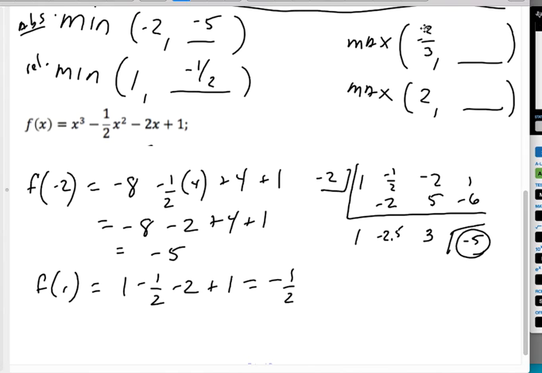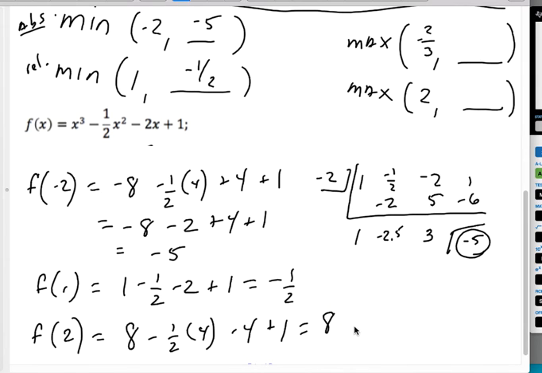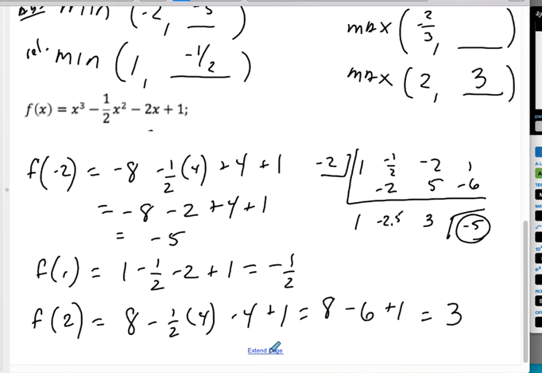For the max values, I get that the -2/3 is the one nobody's going to want to plug in. F of 2 is not actually all that awful, right? It would be 8 minus a 1/2 of a 4 minus a 4 plus a 1, right? So that's going to be 8 minus 2 minus 4, so minus 6 plus 1. So I end up getting a 3 for the 2. So that one's not bad. The one that you're really probably not stoked about plugging in is the -2/3.